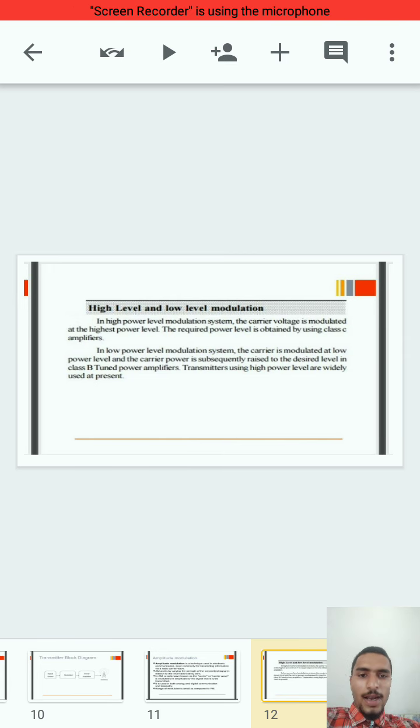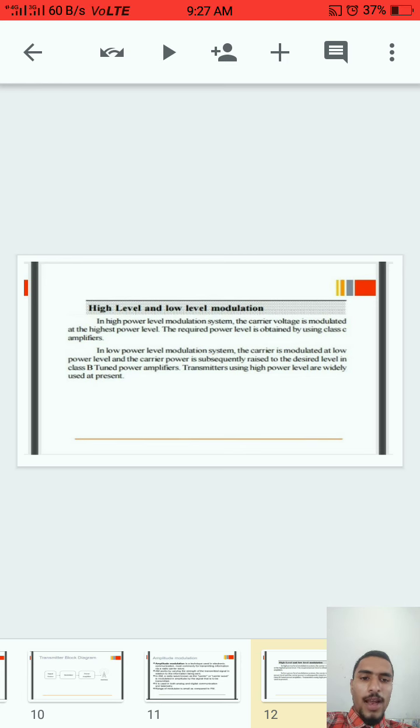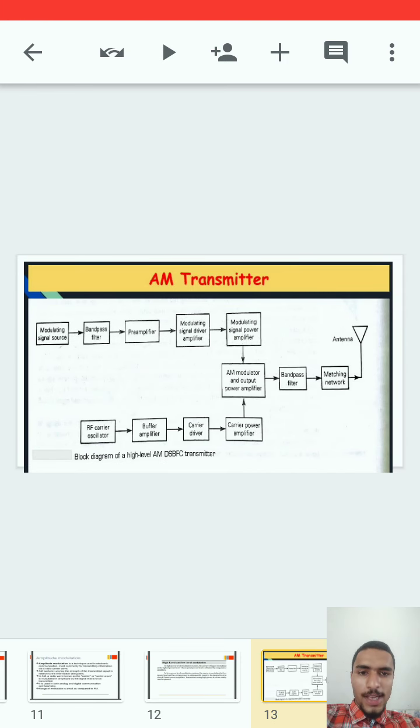High level and low level modulation. In a high power level modulation system, the carrier voltage is modulated at the highest power level. The required power level is obtained by using a class C amplifier. In a low power level modulated system, the carrier is modulated at low power level and the carrier power is subsequently raised to the desired level in a class B tuned power amplifier. Transmitters using high power level modulation are widely used at present. Next one is AM transmitter.